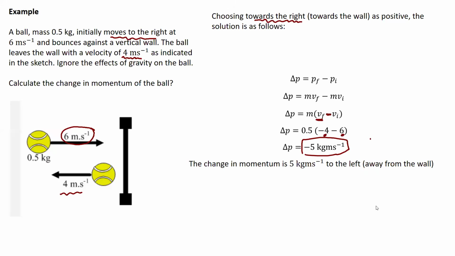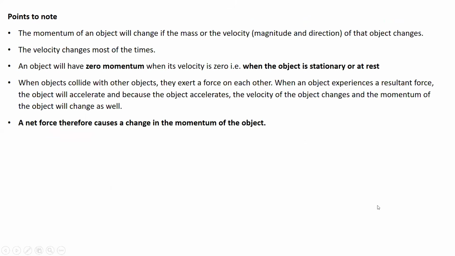Step by step, we learn, then we can do questions. So here are some points to note. The momentum of an object will change if the mass or the velocity of the object changes. The velocity changes most of the time, which is what I've told you right now. So the velocity will change most of the time. But I like the third point. That's why I put it there.